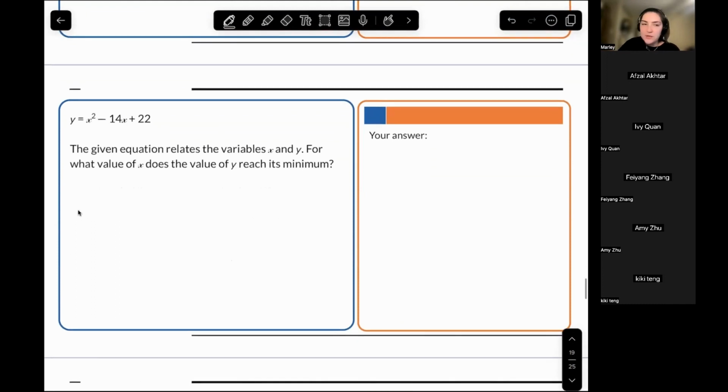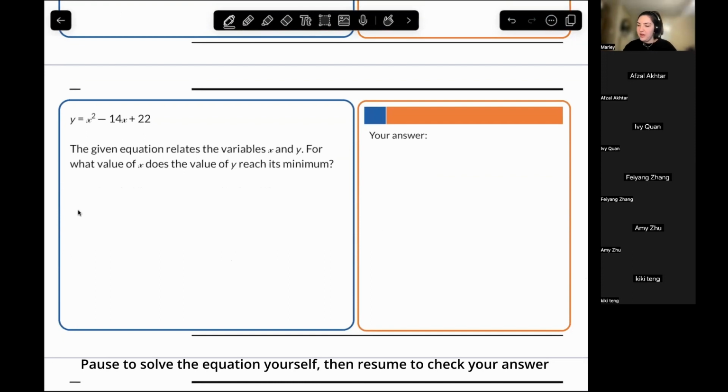All right, next question. They're giving us y equals x squared minus 14x plus 22. The given equation relates the variables x and y. For what value of x does the value of y reach its minimum? What is that question really asking us? In terms of a graph or in terms of solving? What does that mean? Reaching a minimum.